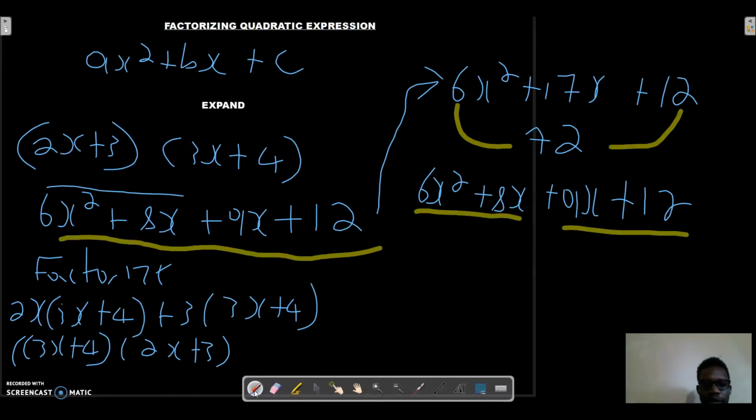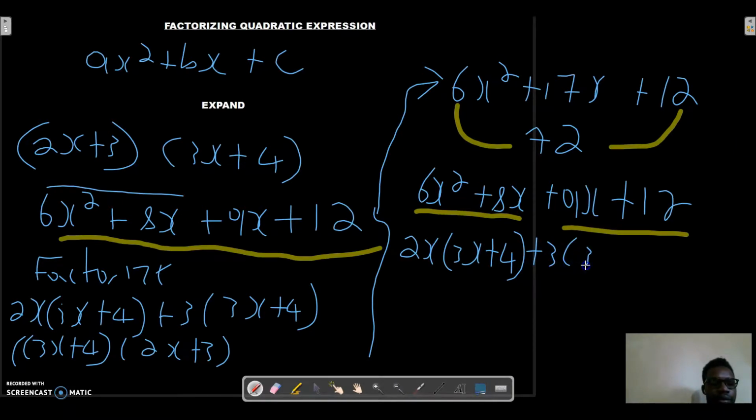So what is common over here? We have 6x squared plus 8x. What is common between these two, and let me just separate the space here, would be a 2x. Now if I factor out a 2x, I'm going to have 3x plus 4. In the second pair, which is 9x plus 12, we can factor out a positive 3, which is going to leave me with 3x plus 4.